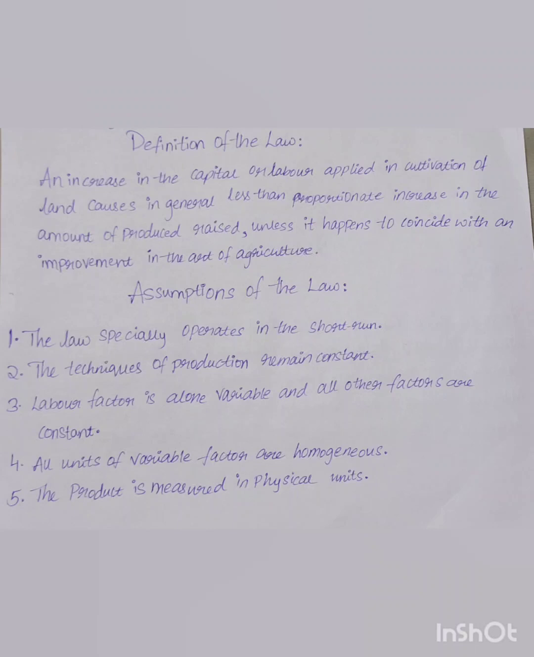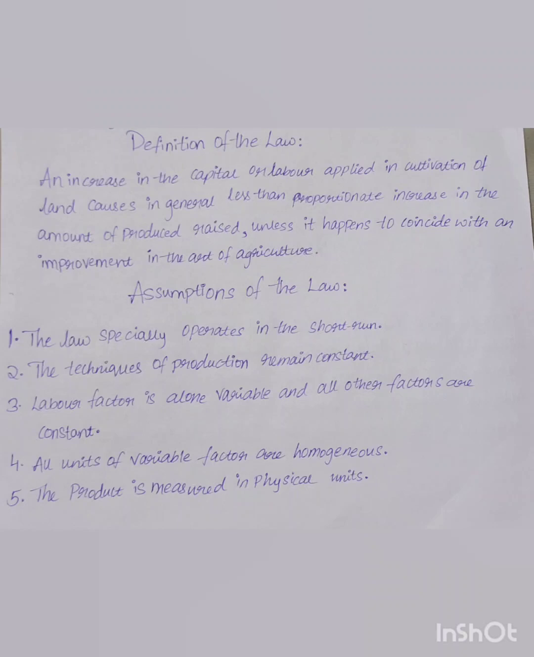An increase in the capital or labor applied in the cultivation of land causes in general less than proportionate increase in the amount of produce raised unless it happens to coincide with an improvement in the art of agriculture. This definition is given by Alfred Marshall about the law of variable proportions. You need to learn this definition so that you can gain marks. ఎందుకంటే మీరు డెఫినేషన్ కూడా రాస్తే 10 మార్క్స్కి ఇంకొంచెం లెంత్గా రాస్తున్నట్టు ఉంటుంది అండ్ యూ కెన్ గెయిన్ మార్క్స్ టు.